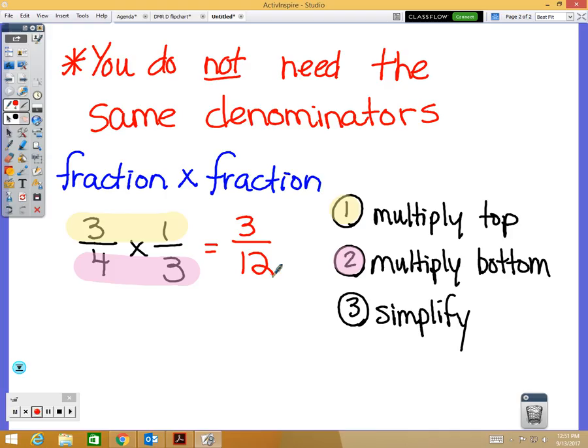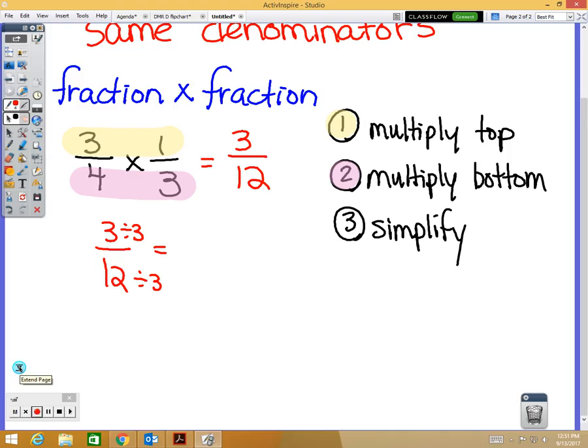Is there a number we can divide 3 and 12 by? 3. Good. So that would be the GCF that we're dividing by right there to help us simplify. And 3 divided by 3 is 1. 12 divided by 3 is 4. And there's our final answer then.